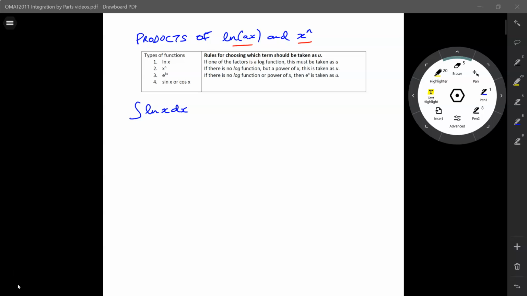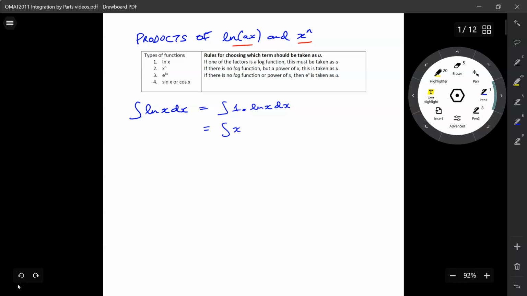And it looks quite easy to begin with, but in fact there's a bit of a trick to it. These are supposed to be products of log of x and x to the n. Where's x to the n? But this is equivalent to 1 times the log of x dx, and you can replace the 1 with x to the power of 0, because any number to the power of 0 is equal to 1. So now we have it in the format where it's a product of x to the power of n and a log of x.